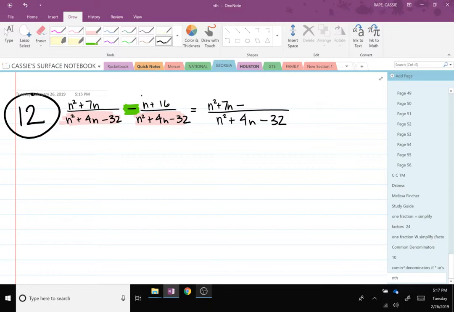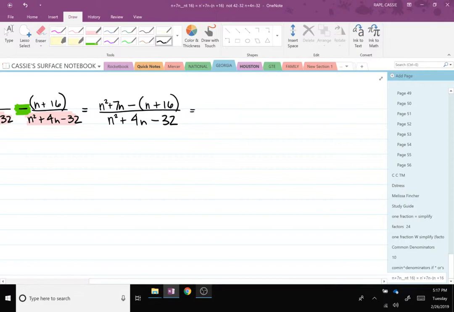Here's where you have to be super careful. Remember that in a rational expression, around an entire numerator or an entire denominator, there are implied parentheses. They're there. They're invisible, which means that this is minus this entire quantity, n plus 16. Okay? Not just the n. Both of those things get that, which means this will simplify to, and I'm just going to rewrite the denominator here, and I'll factor it in a minute. I just don't need to right now. This is the same as n squared plus 7n minus n minus 16.